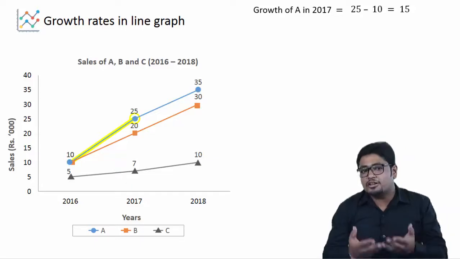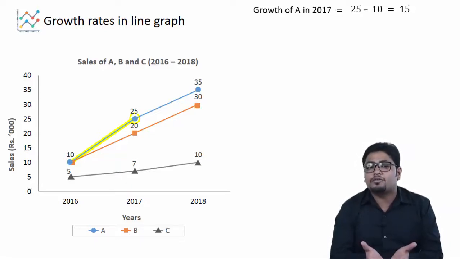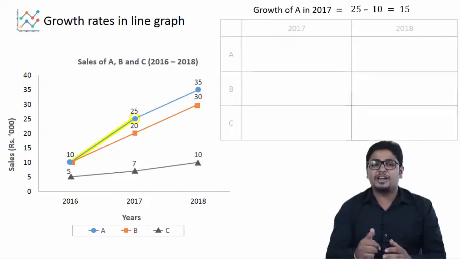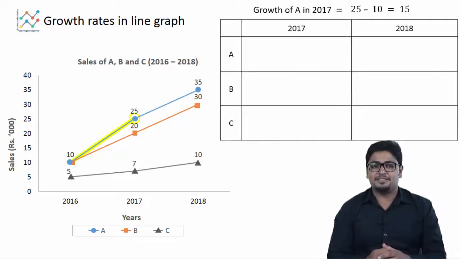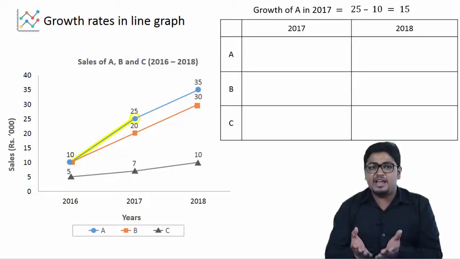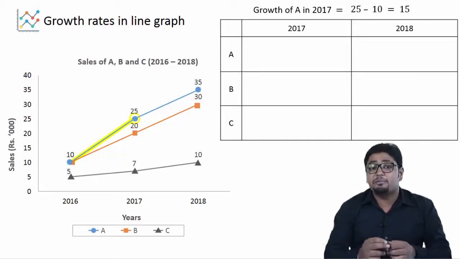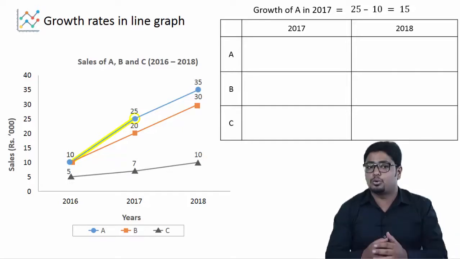Now, we move further to calculate the growth rate of company A in 2017. Let's make a table. In this, we will fill growth rates of A, B and C for the given years. Growth rate is simply the percentage increase in the growth.